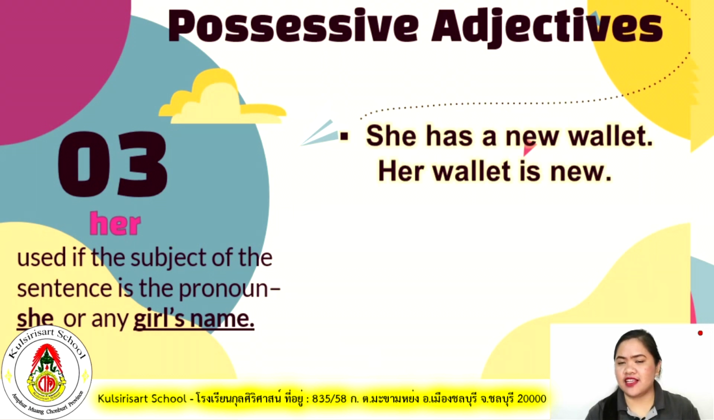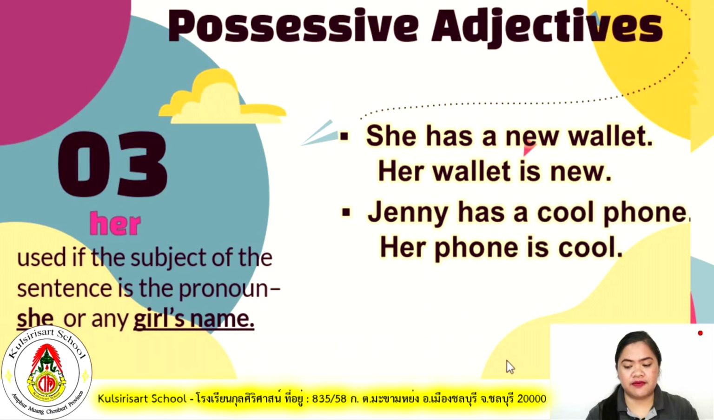Okay? We have an example. She has a new wallet. So, if you are going to use the possessive adjective, it will become her wallet is new. Her wallet is new. Okay? We have the subject here, she. So, of course, as what we read here, we should use her if the subject is she.